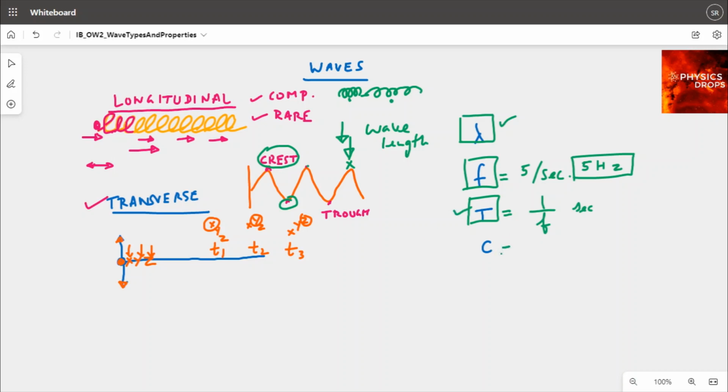Now, finally, we can come to velocity, which logically we can conclude is also called the wave equation. It is frequency times lambda. The unit of frequency is per second, and lambda is meters. So you can say meters per second, which logically also tallies with the unit for velocity, which is meters per second. So this is also called the wave equation. Thank you.